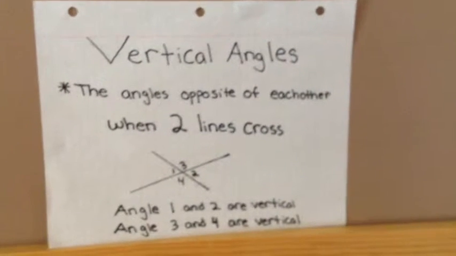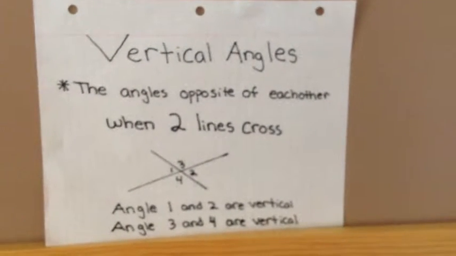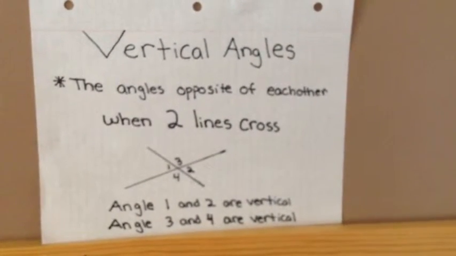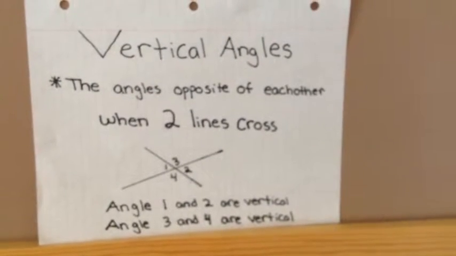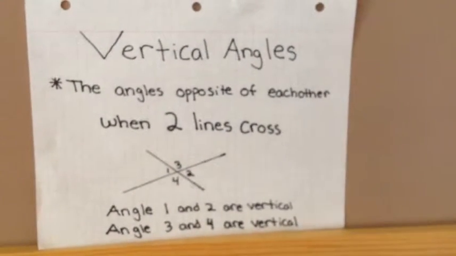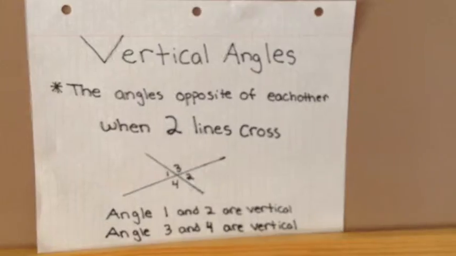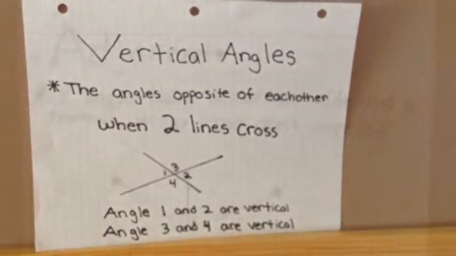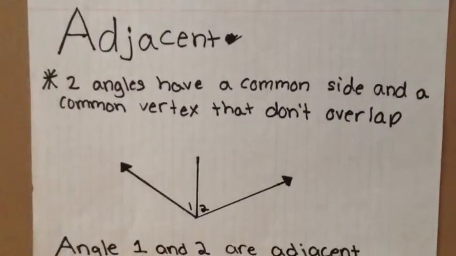Now we will teach you about vertical angles. The two angles opposite each other when two lines cross. As you can see in the diagram, angle 1 and angle 2 are vertical, and angle 3 and angle 4 are vertical.